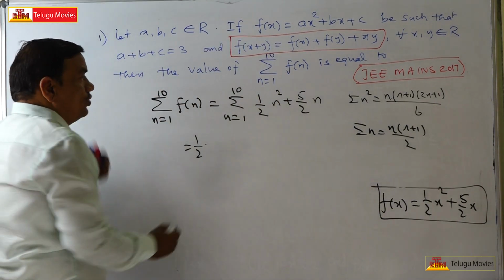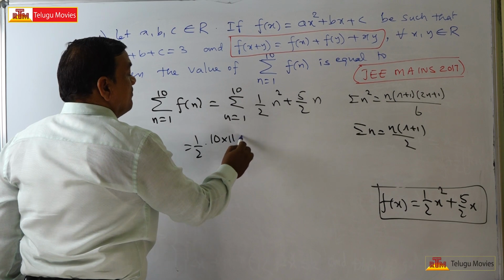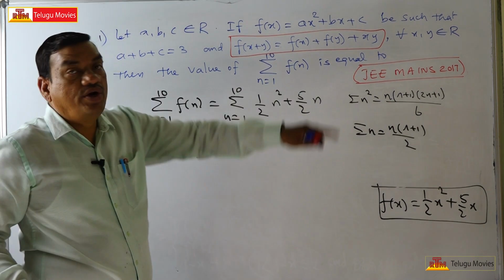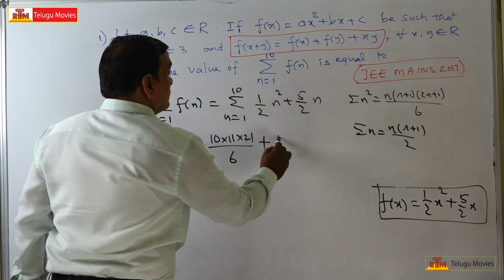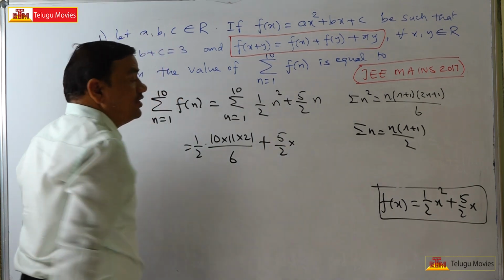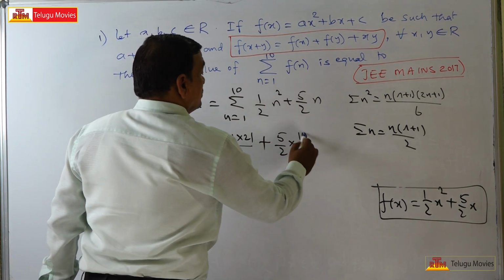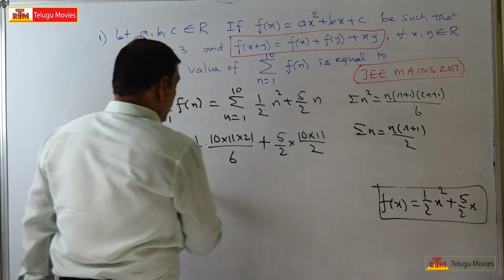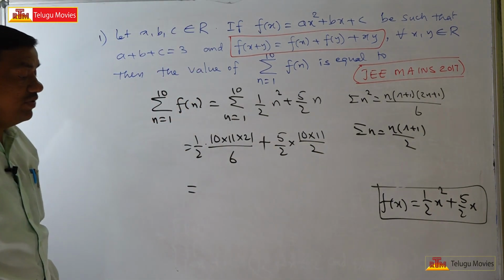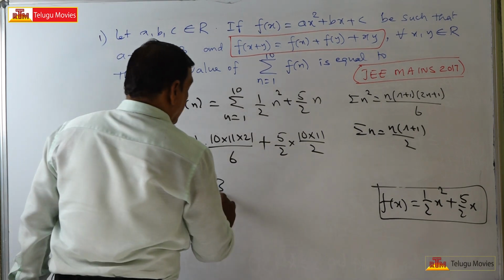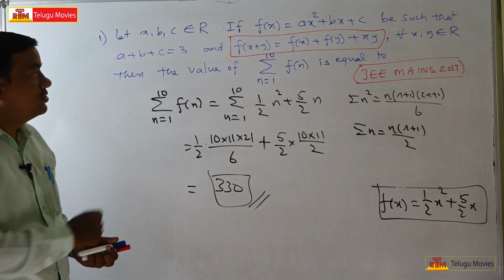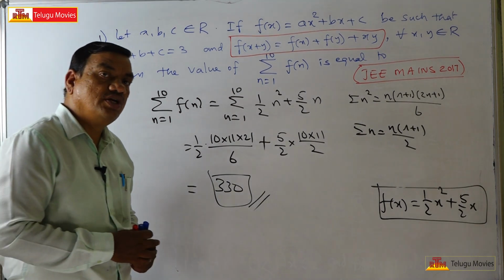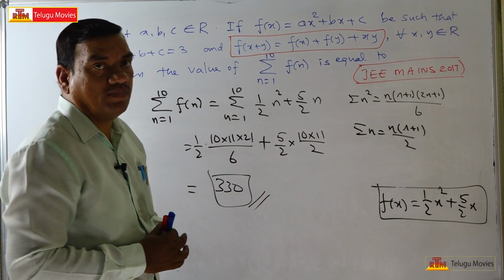So that is equal to 1 by 2 into 10 into 11 into 21 upon 6, plus 5 by 2 into 10 into 11 by 2. So you calculate this, you will get the answer 330. So this is your answer. Okay? I hope that you understand this solution. So let us go for the next problem.